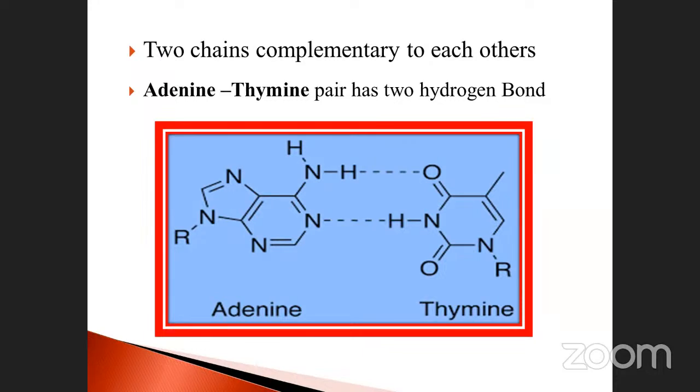Okay. See here, the adenine thymine pair has 2 hydrogen bonds. See that? 2 hydrogen bonds are there. This one is the adenine molecule, and this one is thymine. So there is a bond between these two.